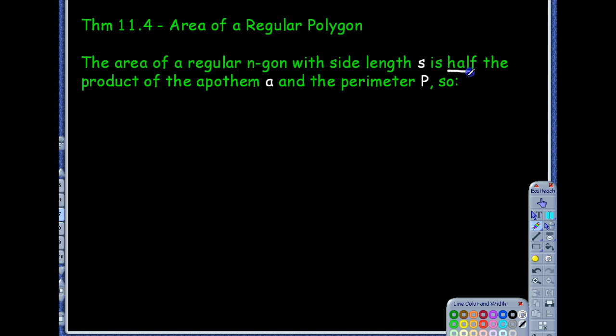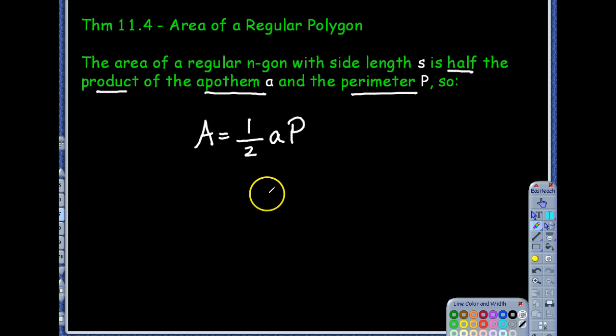What is it? It's half of the product, so we're multiplying the apothem and the perimeter. So basically you're going to see 1/2 the apothem times perimeter. Now I want you to keep in mind P is capital. If it's lowercase, it would mean a side length of some sort, or a length of some sort. Capital P is talking about the whole perimeter, and capital A is area as opposed to the lowercase a of apothem.